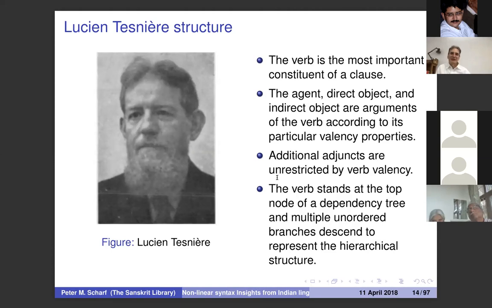We'll come back to some parallels in Indian thought with this division. But considering the verb or the action as most principal coincides with the viewpoints of Sanskrit Vyakarana and Mimamsa. So the agent, the direct object, and indirect object are arguments of the verb, according to Tesnière, and have particular valency properties that are associated with verbs. And then additional adjuncts are left free. The verb stands at the top node of a dependency tree, and various nodes descend from it.